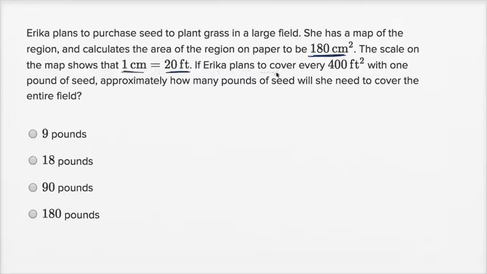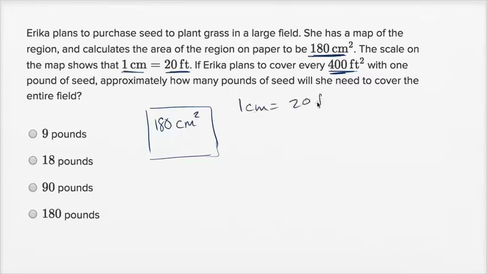If Erica plans to cover every 400 square feet with 1 pound of seed, approximately how many pounds of seed will she need to cover the entire field? So what we want to do is figure out, how many square feet is the field? We know her map of the field is 180 square centimeters, and they tell us that 1 centimeter is equal to 20 feet.